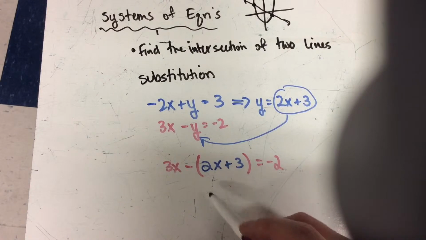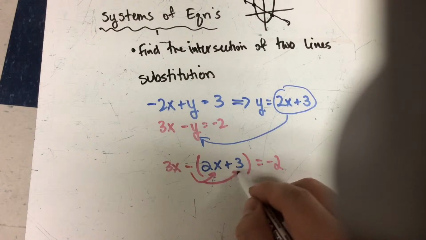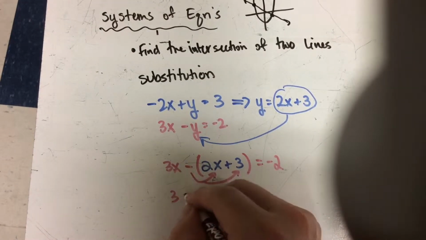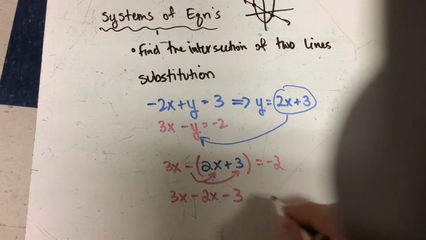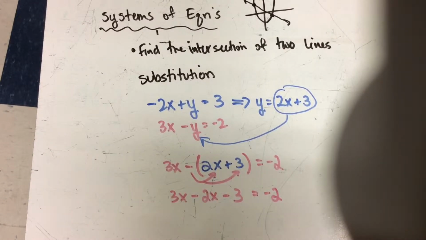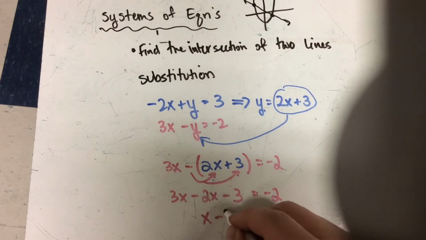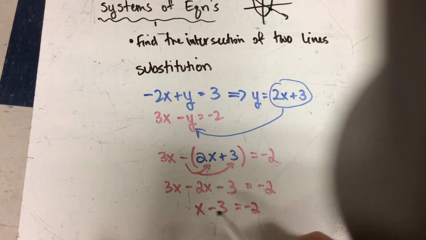Now I have some math to do, so I should go ahead and execute that. I have this -1 that needs to be distributed to both pieces inside the parentheses. Once that happens, we'll have 3x minus 2x minus 3 equals -2. From here, we just have some cleanup. So this will become x minus 3 equals -2. And then the last step is I'm going to add 3 to both sides, so I get x equals 1.